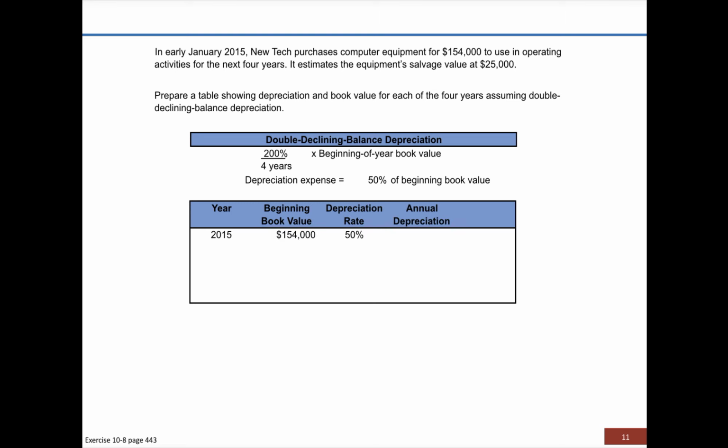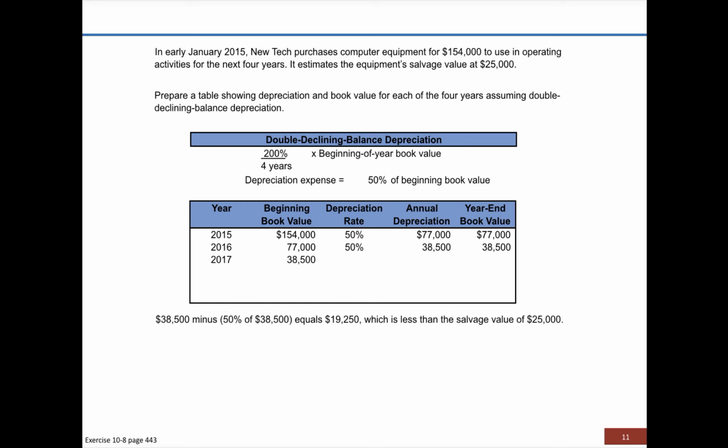So at 50%, 154,000 times 50% gives us our first year depreciation, 77,000. Then that same 77,000 is what's left over, because obviously that was half of the original value. So now we do 77,000 times 50%, giving us half again.